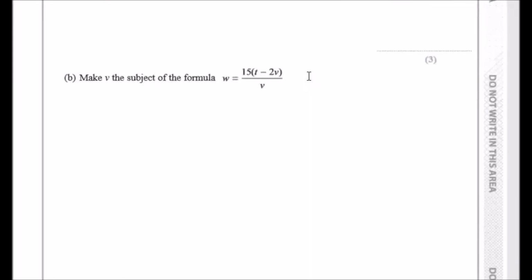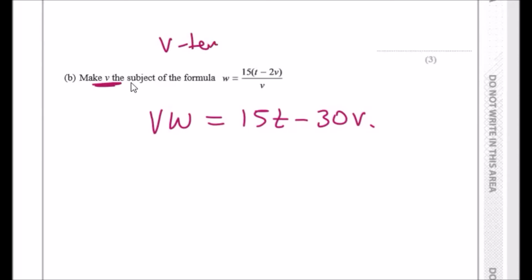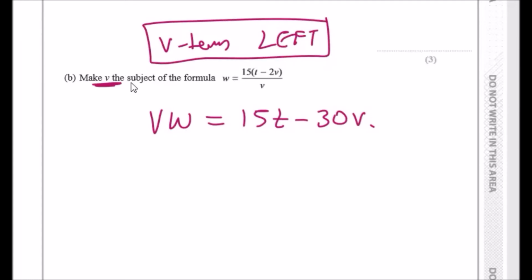Now, another lovely one, make v the subject. So first things first, clear out the fractions, so throw v across, so you can get VW, Volkswagen, times 15 and expand the bracket, 15t minus 30v. Now to solve this easily, to make v the subject, throw all your v terms to the left. So minus 30v, throw to the left would be a plus 30v, so VW plus 30v.